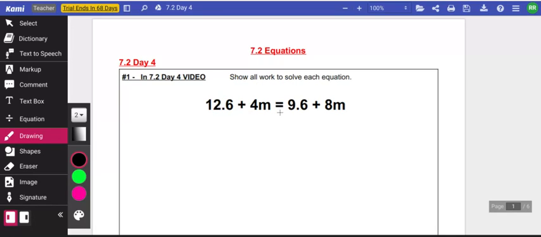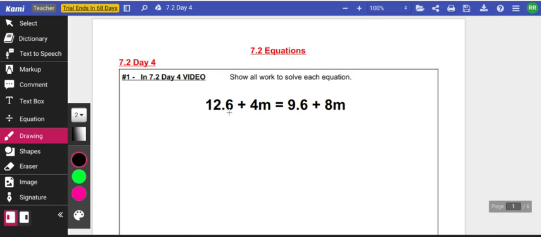I could solve this equation leaving the decimals in it if I wanted to, or I could multiply both sides of the equation by some power of 10 so that I'm only dealing with integer terms. Let's multiply both sides of this equation by some power of 10.